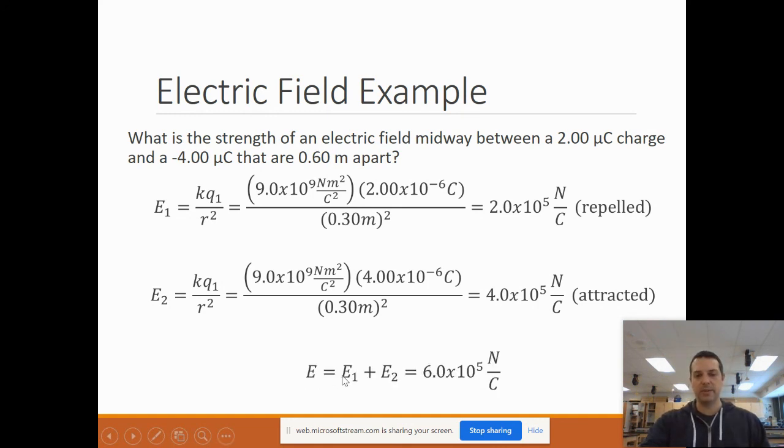So we have our total electric field is the electric field from 1 plus the electric field from 2, and that gives us 2 plus 4, or 6 times 10 to the 5 newtons per coulomb.